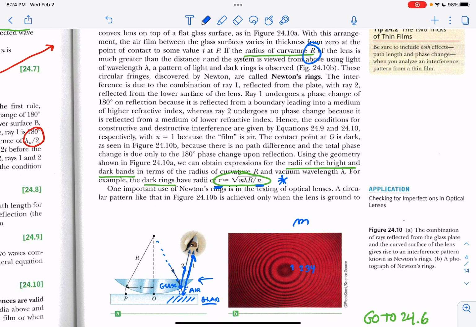So if you measure these particular lengths, the radius, and you know the radius of curvature, and you know which order, 1, 2, 3, 4, etc., the letter m that you're interested in, and you know the index of refraction of your material, you can use this equation to solve for the wavelength of light, if you're using a monochromatic color and you're striking the glass lens with it. In this case, the monochromatic color is red.